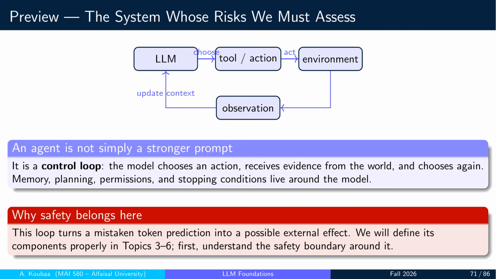Now read why safety belongs here, in week 1, and not at the end of the term. This loop turns a mistaken token prediction into a possible external effect. That's the whole change. A wrong prediction used to produce a wrong sentence. Inside a loop, it produces an action. We'll define the components properly in topics 3 to 6. First, understand the safety boundary around them.